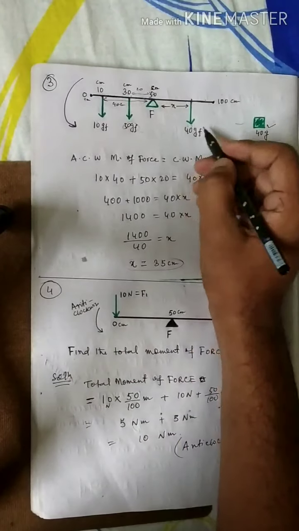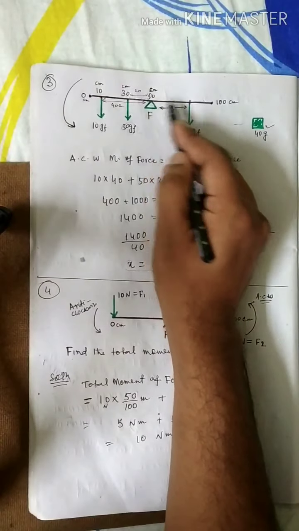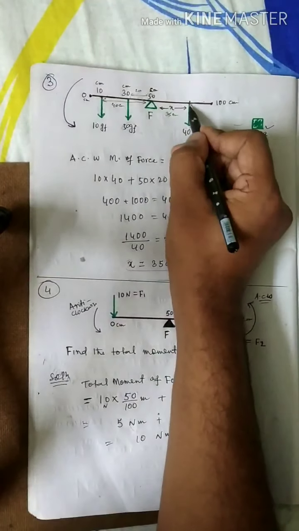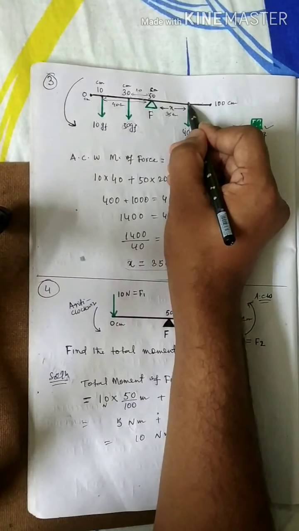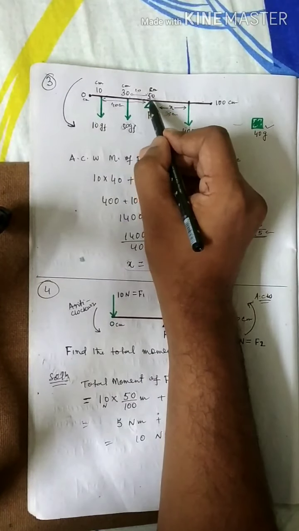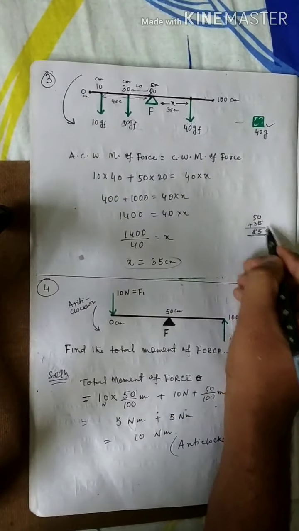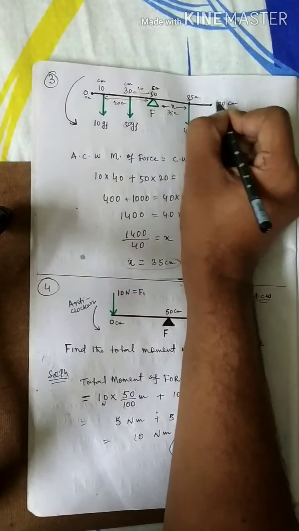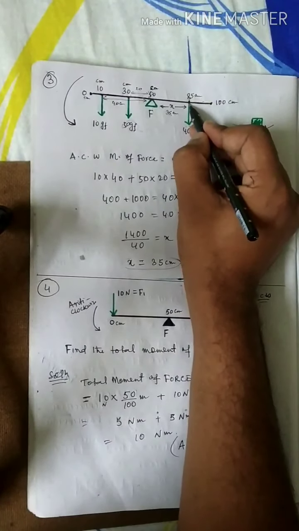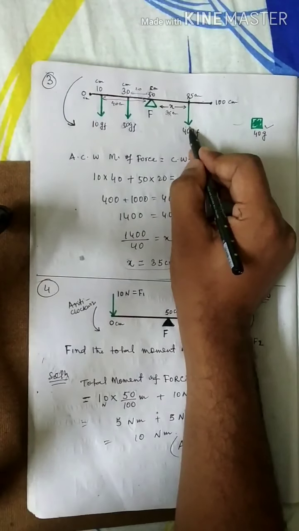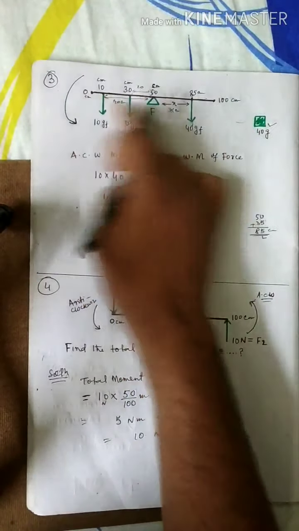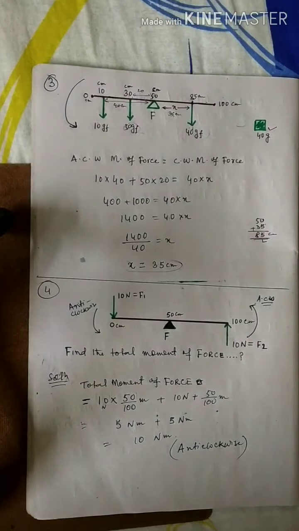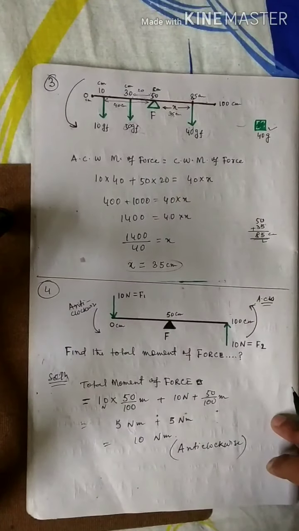35 centimeter. So from here to here, how much is it? 35 centimeter. So what point is this? This is not the 35. We just add 50 plus 35, 85 centimeter. So this mark will be 85. At 85 centimeter, we will put this load. Then this rod will be balanced. Hope you have understood. Clear?